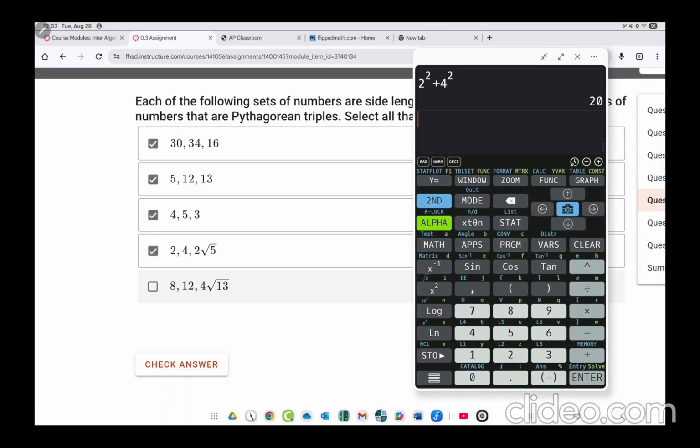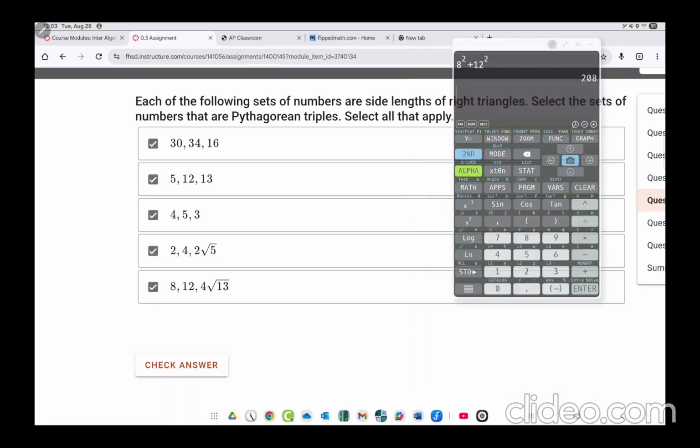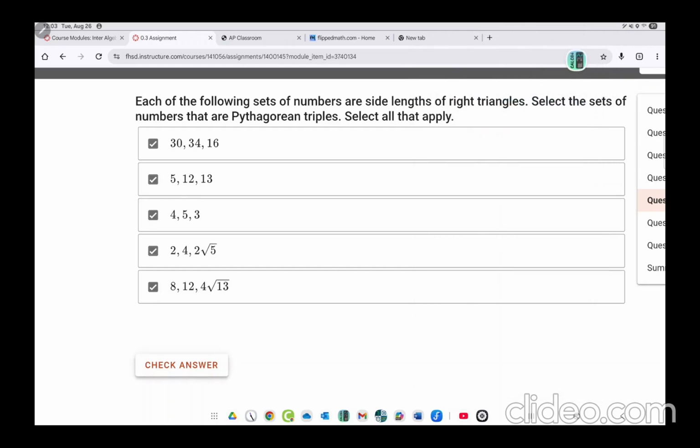Now let's hit 4 root 13. That is about 14.4, so that is bigger than 12, which means that's my biggest side. So I'm going to square it. I get 208. So let's look at what 8 squared plus 12 squared is. All of these at the bottom.